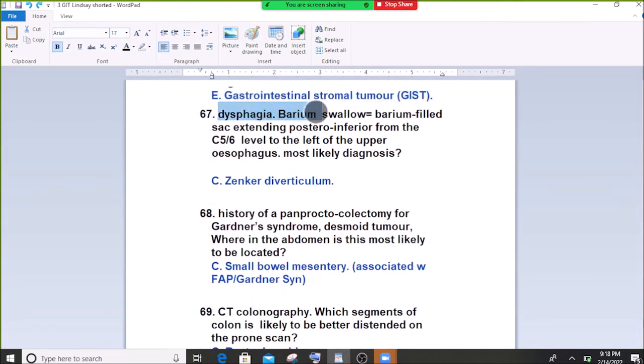67. Dysphagia. Patient barium swallow shows barium-filled sac extending posterior inferior from the C5-6 level to the left of the upper esophagus. Most likely diagnosis, Zenker diverticulum.